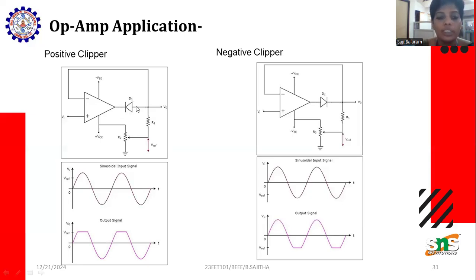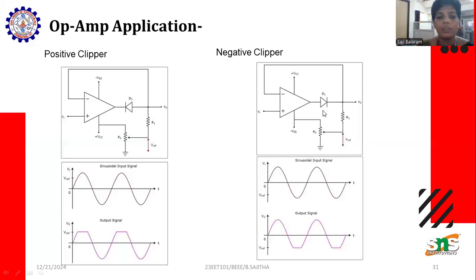Now this diode acts in such a way that the input and the V reference voltage are always being compared. When the input goes above the reference voltage, the portion above this reference voltage is clipped off, or removed, from the waveform and we get the output voltage.